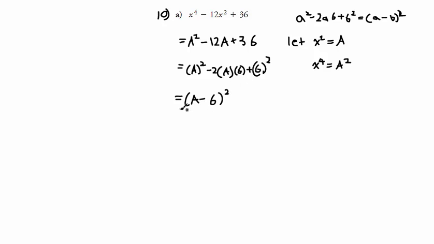But we're not done yet, because we have our answer in terms of a, and the question was given to us in terms of x, so we have to change this back into x. And a was x squared, which means that this right here is (x squared minus 6) squared.